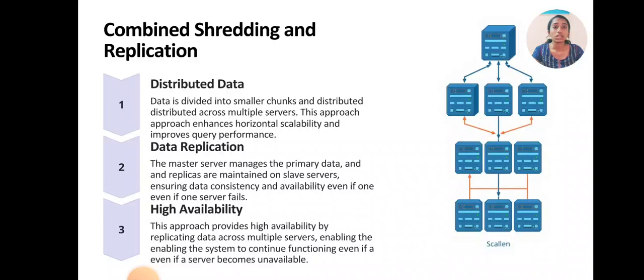Data replication. The master server manages the primary data and replicas are maintained on slave servers, ensuring data consistency and availability even if one server fails. High availability. This approach provides high availability by replicating data across multiple servers, enabling the system to continue functioning even if a server becomes unavailable.